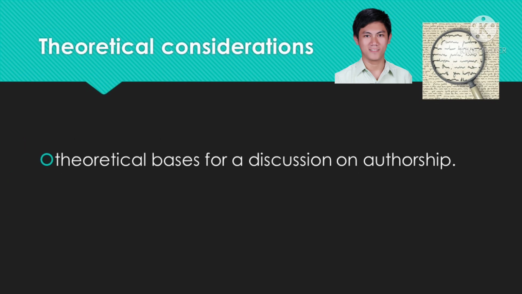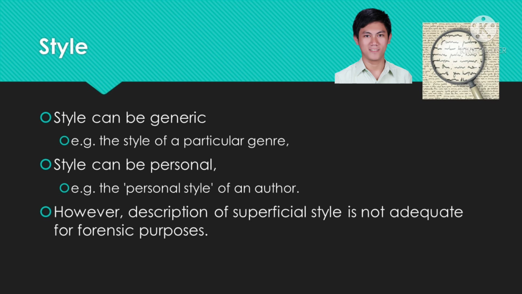Theoretical considerations. I will summarize this chapter by saying something about the theoretical basis for a discussion on authorship. Style. Style can be generic, for example, the style of a particular genre, or it can be personal, for example, the personal style of an author. However, description of superficial style is simply not adequate for forensic purposes.